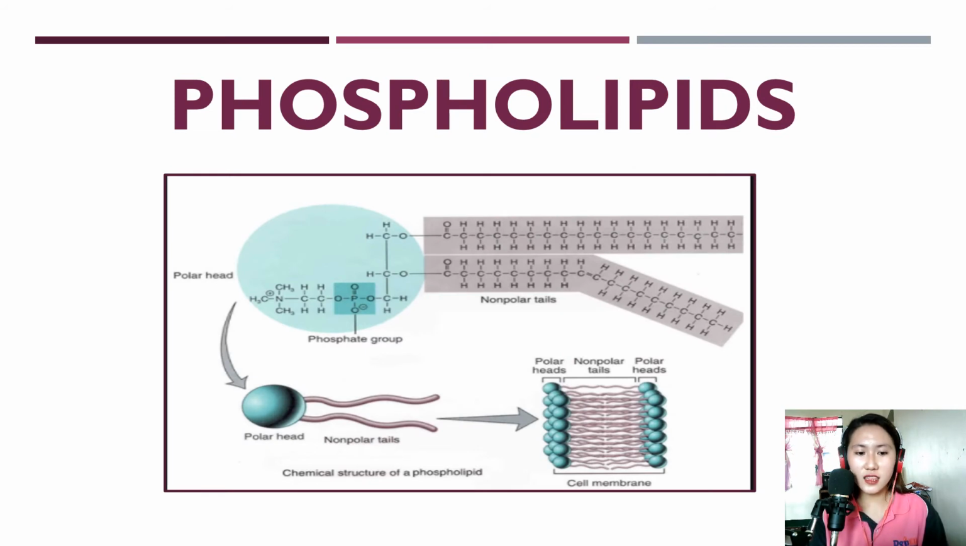So the next category of lipid is the phospholipid. It contains glycerol and two fatty acids. So rather than the third fatty acid in the triglyceride, phospholipids have a phosphate group bonded to the third carbon of glycerol. So here is the phosphate group and here is the third carbon of glycerol.